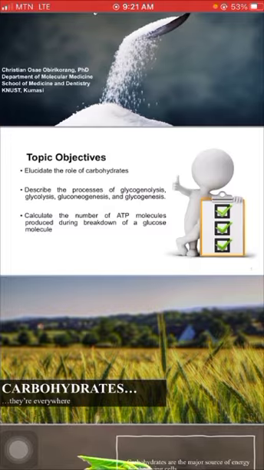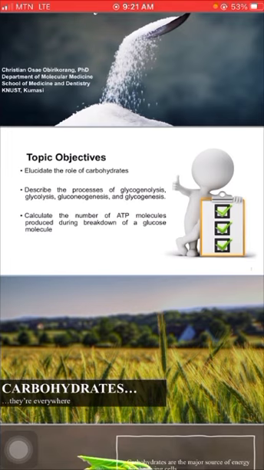We will also talk about glycolysis, the breakdown of the glucose, and gluconeogenesis. This is where we form glucose using non-carbohydrate substances like amino acids, fatty acids, and glycerol. Hope you understand. And we have glycogenesis.